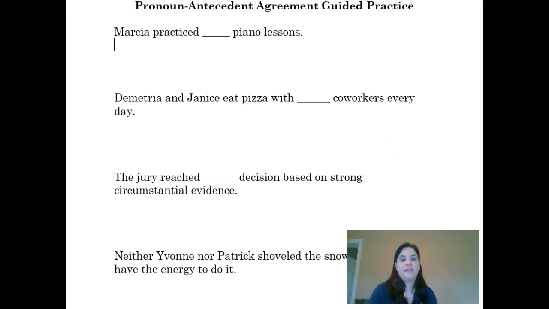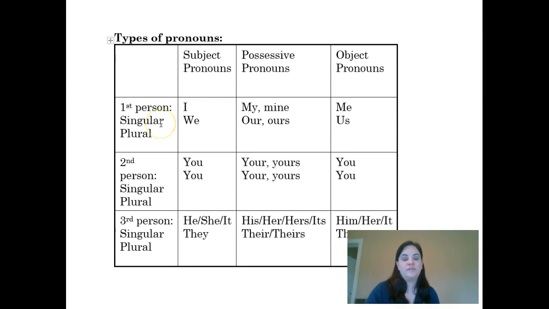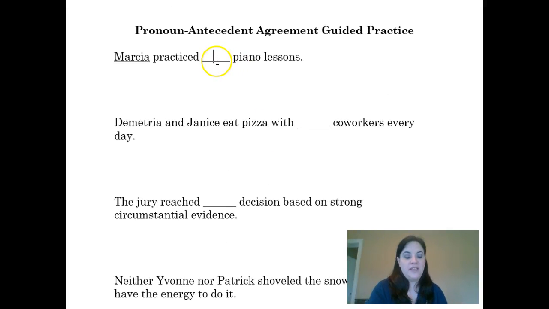So let's go back to our first example. Marcia practiced blank piano lessons. Let's focus on only this example for now. Pause the video, fill in the blank with the correct pronoun, and resume the video when you're ready. So how'd you do? In this example, to find our antecedent, we would ask whose piano lessons these are. So we know our antecedent is the word Marcia. Since I asked whose piano lessons they are, we need a possessive pronoun that matches Marcia. We would look at our chart and see that we need a third person, singular, possessive pronoun that refers to a human being. So the answer should be: Marcia practiced her piano lessons.